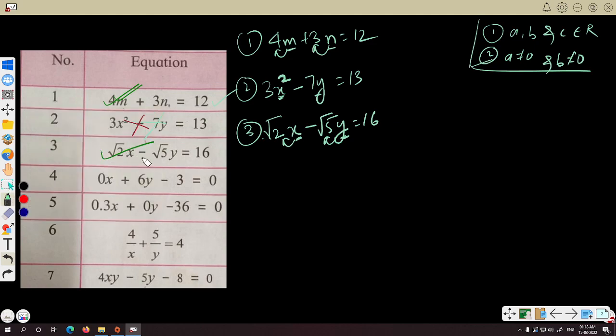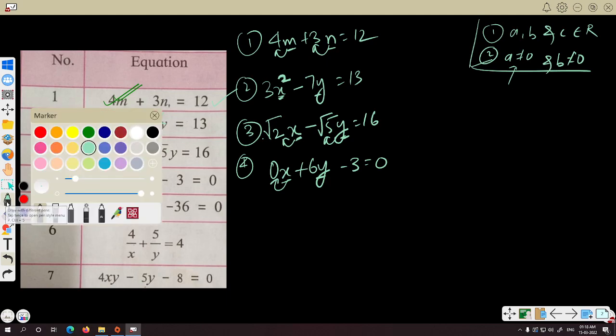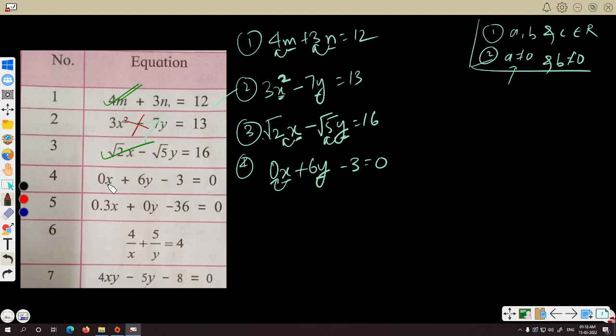Moving on to the next example. The fourth is very interesting. 0x plus 6y minus 3 is equal to 0. Observe, we have two variables x and y. But if you look at the coefficient of x, it is 0. But the second condition is that a and b should not be equal to 0. So I will say that this particular equation is not a linear equation in two variables.